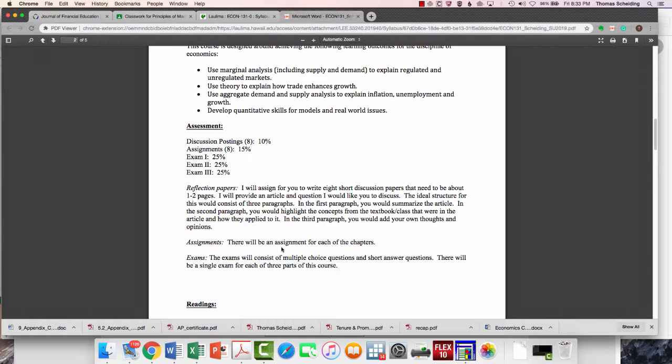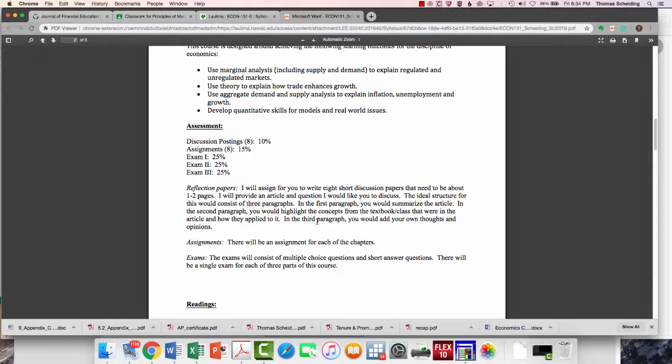Now, what I mean for the reflection papers, I described this here, but essentially it's going to be 3 paragraphs. First paragraph, you're going to summarize the article that I provide for you. In the second paragraph, you're going to talk about the concepts in the class that apply to that article. And in the third paragraph, you're going to share your own thoughts or opinions or anything else you learned about that article. In the reflection papers, you're only writing them for me. And I'll talk a little bit more about where you're going to post these. But you're only writing these to me.